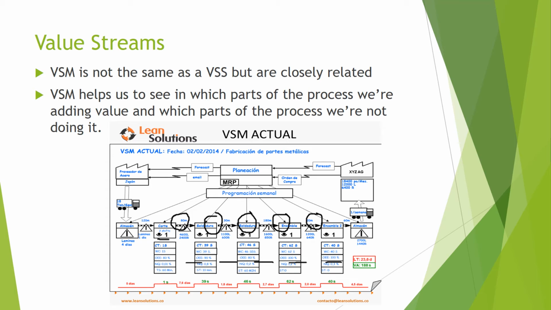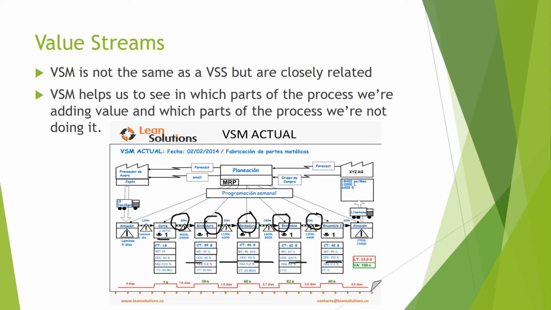So, speaking about value streams, I told you before that value stream systems are not exactly the same as a value stream map, right? But they are closely related. When you identify a value stream system, you can then map that specific process, and you can construct a value stream map from that value stream that you were analyzing. And a value stream map will help us to see in which parts of the process we're not adding value, right? And in which parts we are, right?